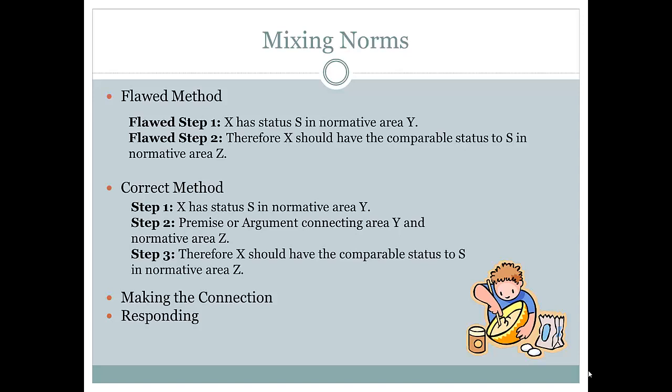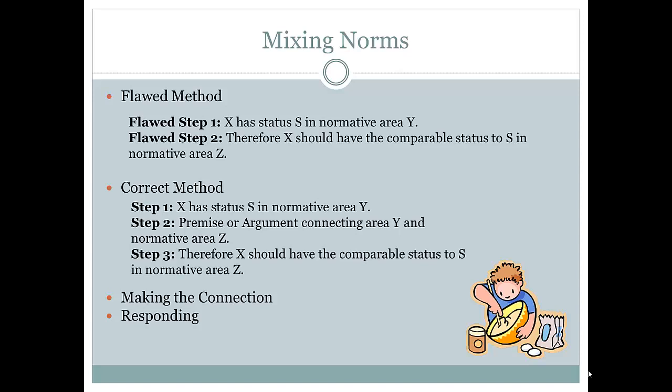Now, perhaps the most critical part of this method is making that connection between the two areas. And making such a connection between two normative areas can be difficult. Fortunately, there are ways to do this. The overall task is to show that the status of one thing, if I call it X, in one normative area Z, should be inferred from its status in normative area Y.